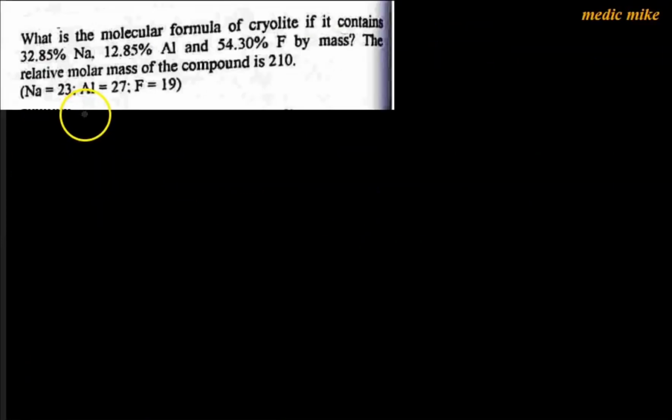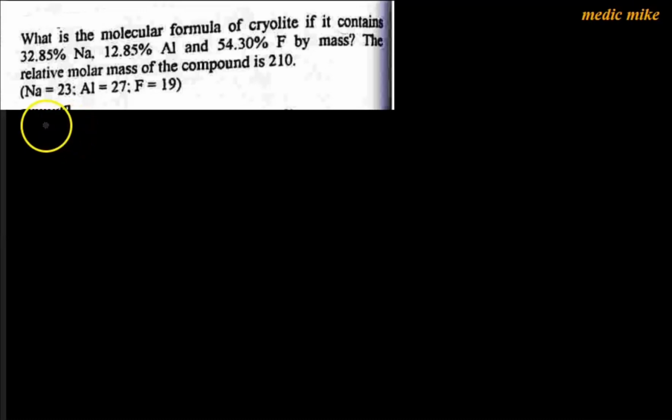We have a question which says, what is the molecular formula of cryolite if it contains 32.85% of sodium, 12.85% of aluminium, and 54.30% of fluorine by mass? The relative molar mass of the compound is 210. So we have to look for the molecular formula and not the empirical formula. But to get your molecular formula, you have to first find your empirical formula, which by now should be very easy.